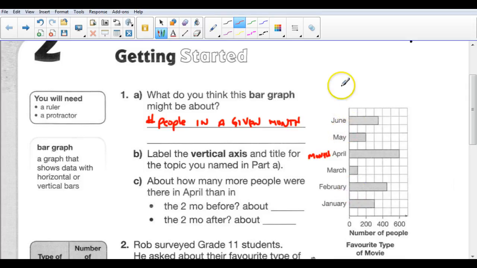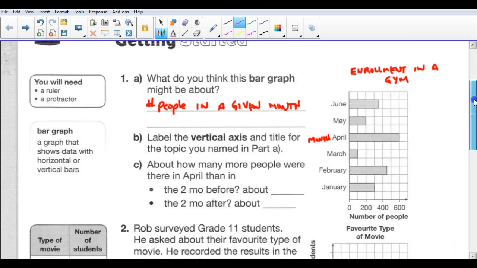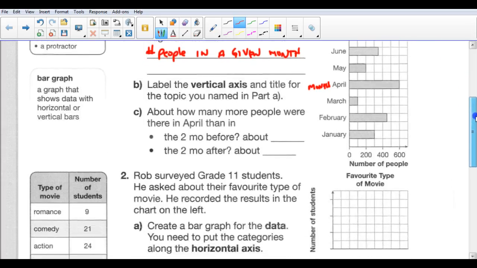And then it says label a topic. Well, it could be anything. You could pick number of people joining a club, maybe, or maybe some kind of an organization. So we'll just label it saying enrollment in a gym. Okay, we'll just say it's some kind of a gym. It could be anything, okay, but that's just what we're going to name it.